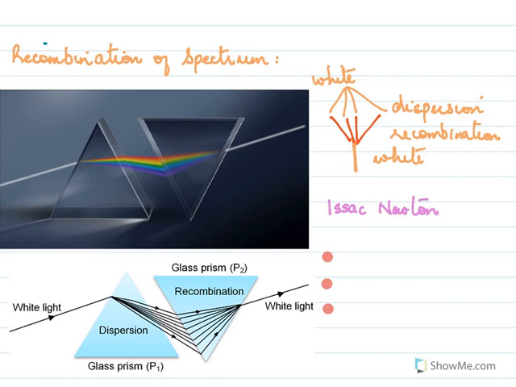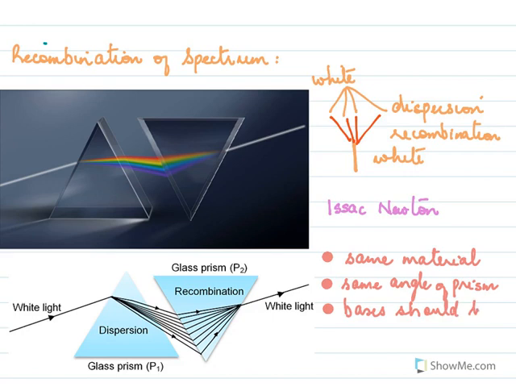But for recombination of spectrum, there are certain conditions to be fulfilled. Both the prisms should be made of the same material, so they have the same optical density. Second, they should have the same angle of prism, or equal angle of prism. And third, their bases should be parallel to each other. In other words, one of the prisms should be kept inverted. Then the spectrum will recombine.